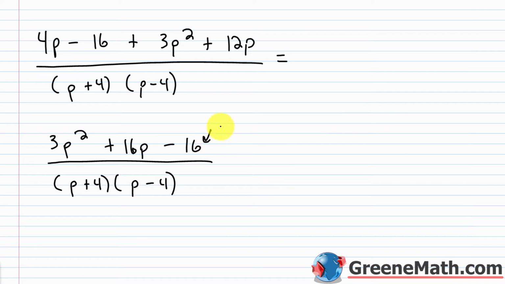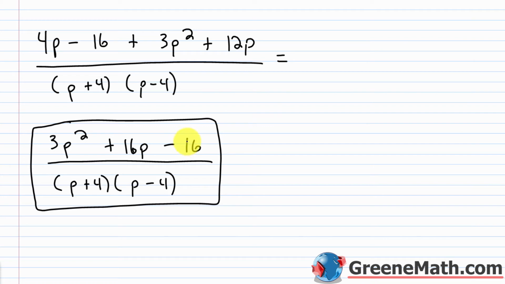And I will say that this is prime. And because this is prime, there's nothing else I can do to simplify it. And so this is my answer: 3p squared plus 16p minus 16 over the quantity p plus 4 times the quantity p minus 4.